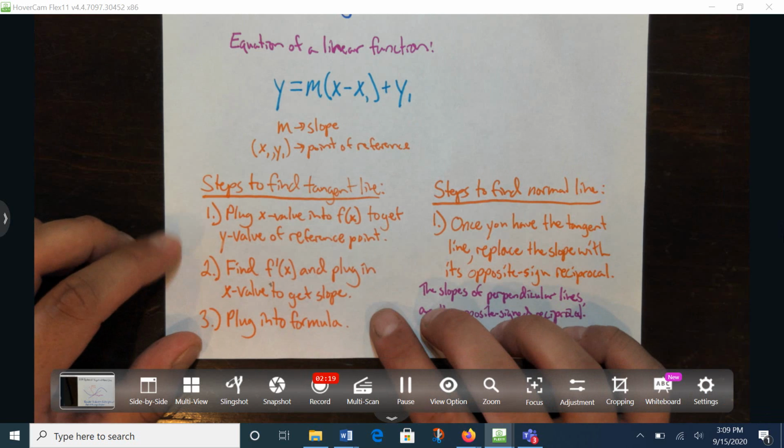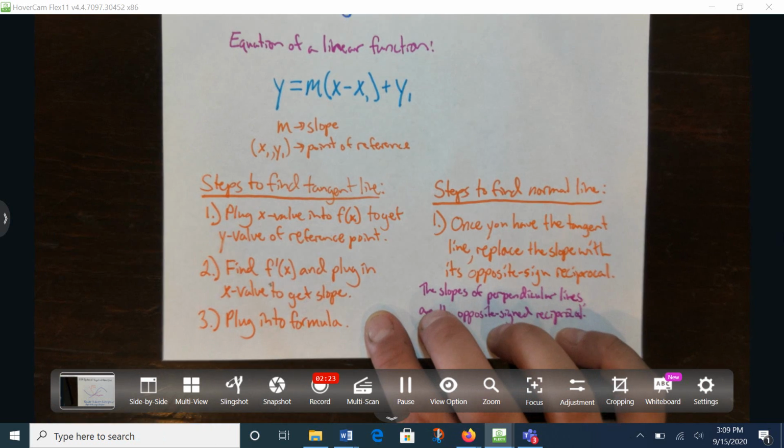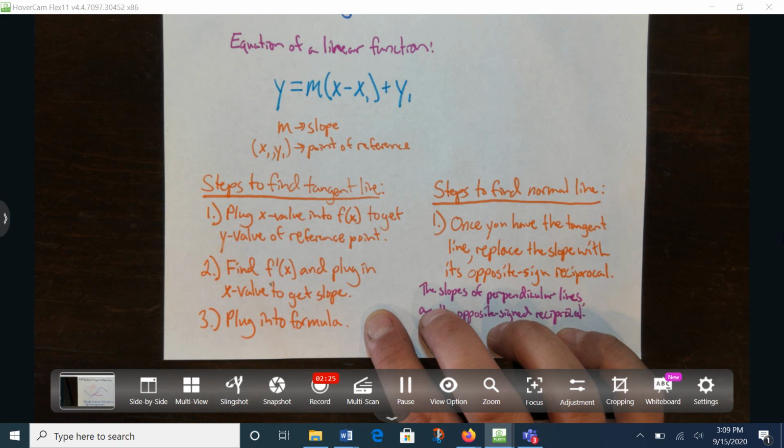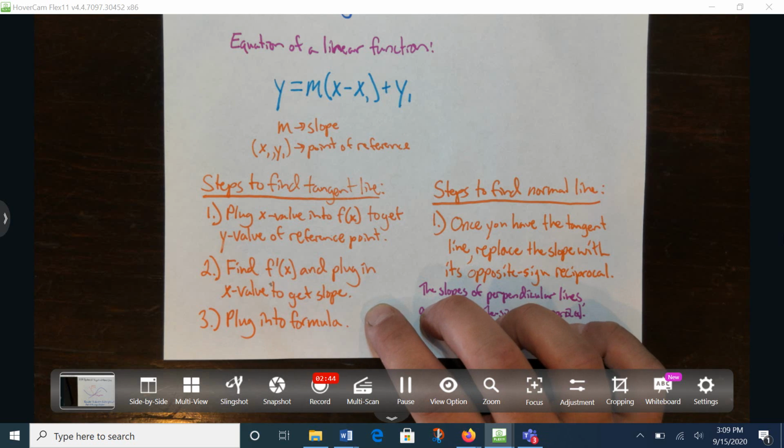So, steps to find the tangent line. First, we need to plug the x value into f of x, our original equation, to get the y value of the reference point, because we'll only be given the x value. So we need to find the y value. That's step one. And then step two, we need to find f prime of x. So we need to take our derivative and plug in the x value to get our slope. So now that we have our slope and our reference point, step three is just plug into the formula.